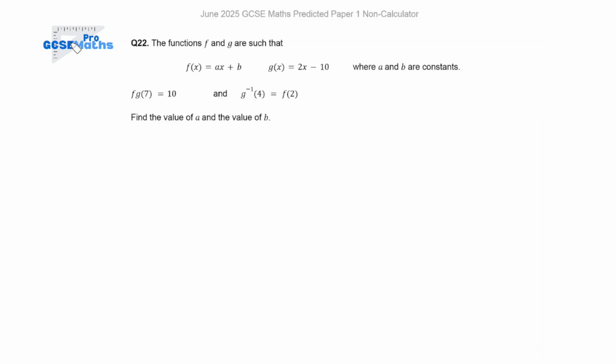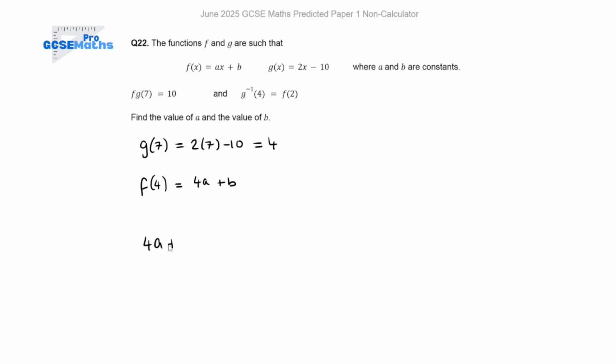So I'm going to work out the composite function. Because they've given me a number, I'm actually just going to sub that straight in. So sub the 7 into g. 2 times 7 minus 10 is 14 minus 10, which is 4. And then sub that answer into f. I know we don't know f, so leave it, 4 times a, or a times 4. So 4a plus b. Now technically that equals 10.